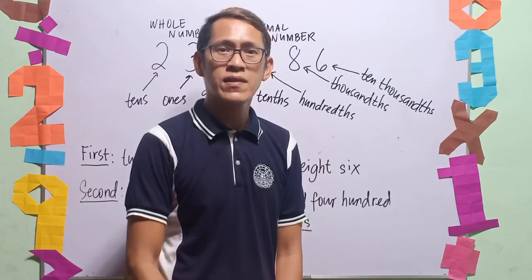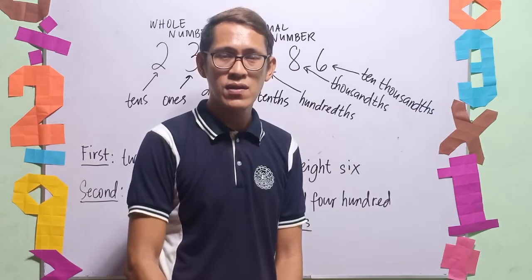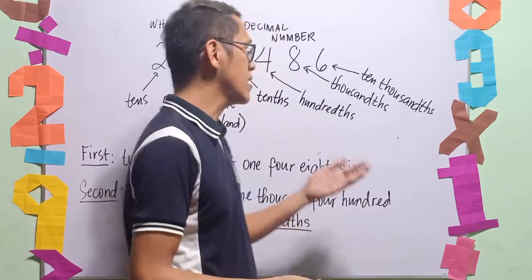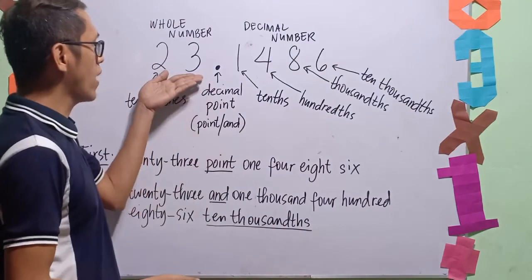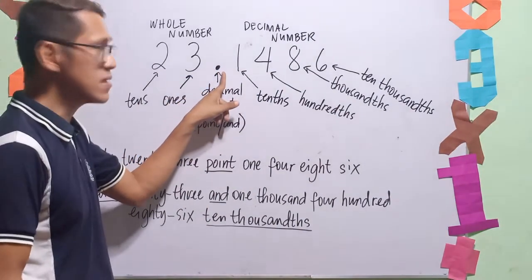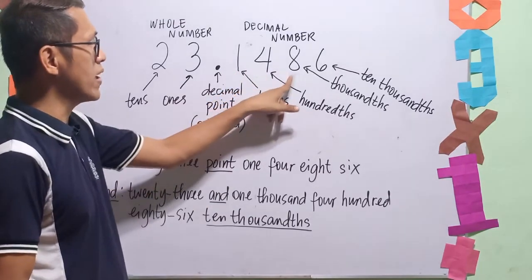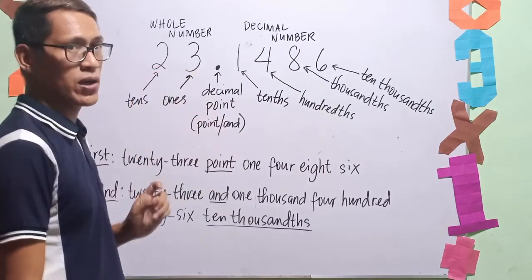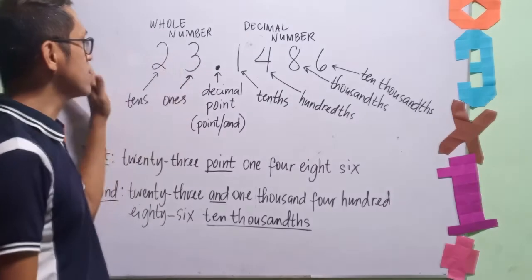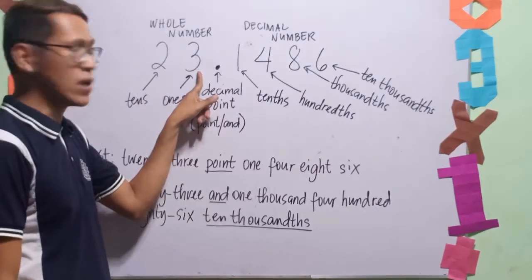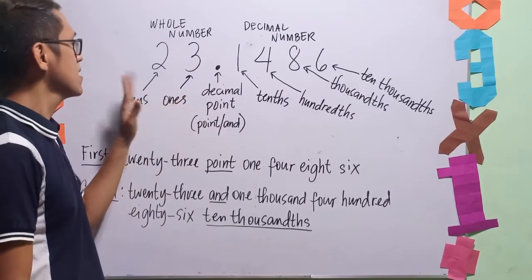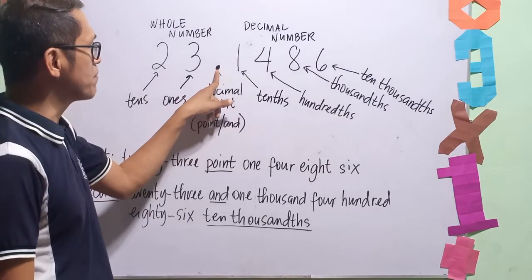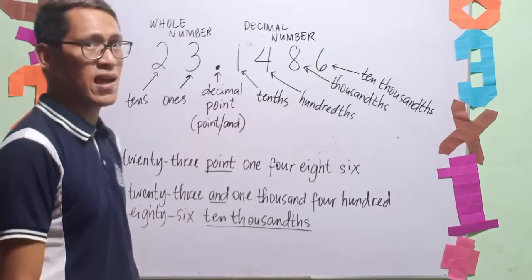Now let's have the place value and value of each digit in a decimal number. Take a look at here. Here I have 23, then the decimal point. Then I have here 1486, which is the decimal number. So for whole numbers, we know already from right to left, the place values are ones, tens, hundreds, and so on, right? After the decimal point to the right, each digit has also place values.